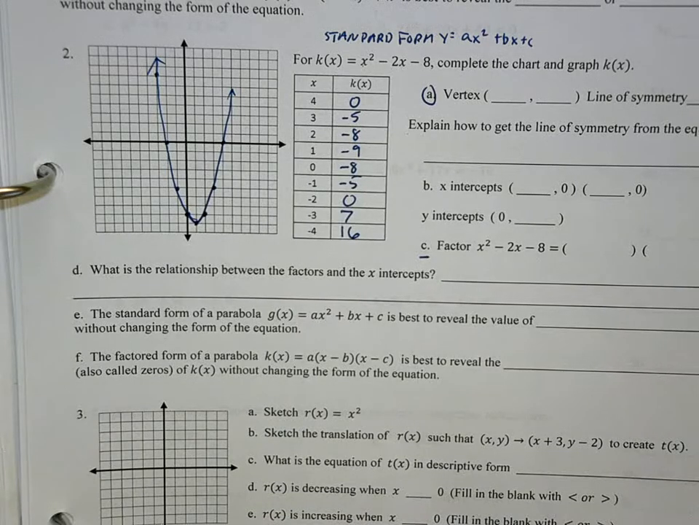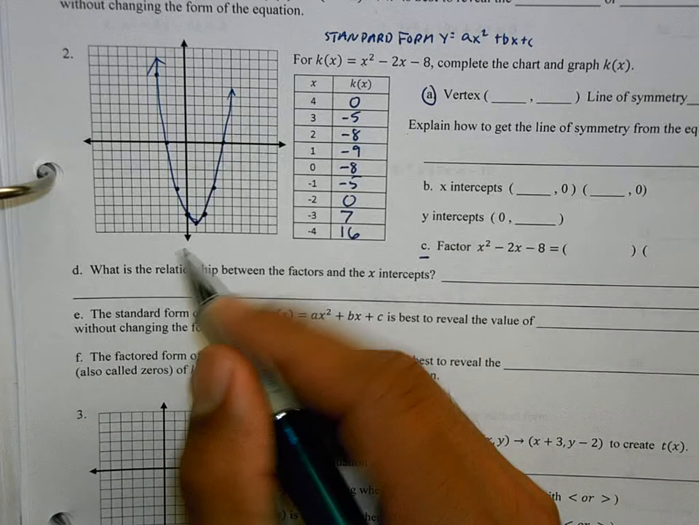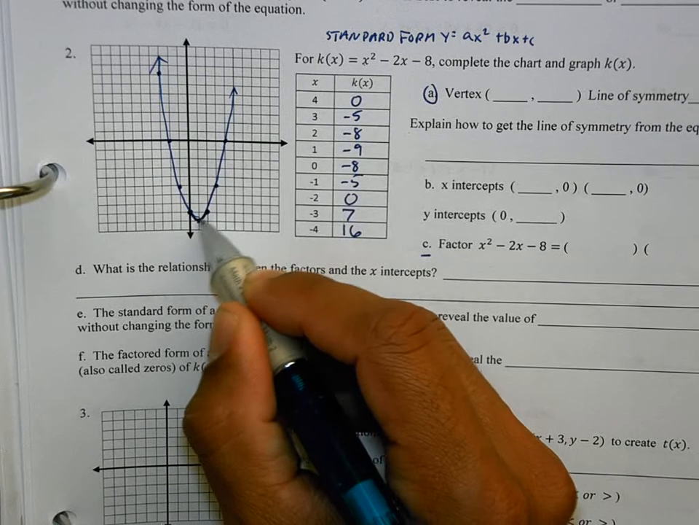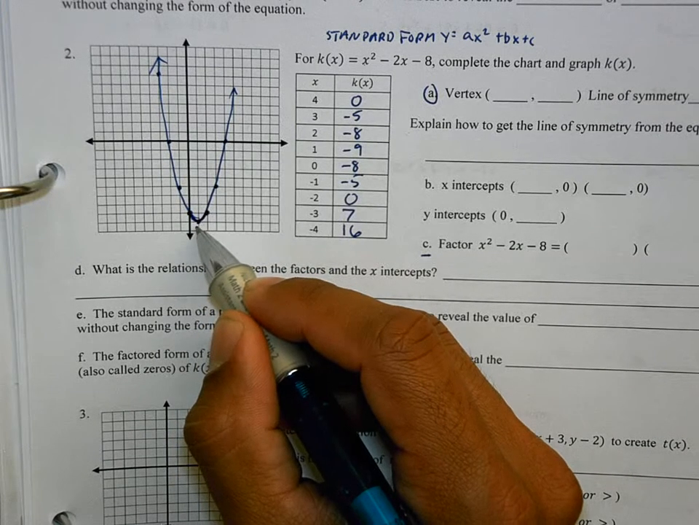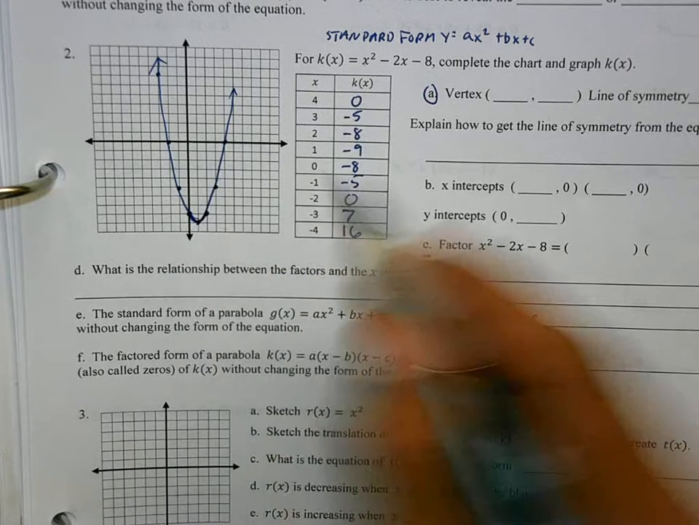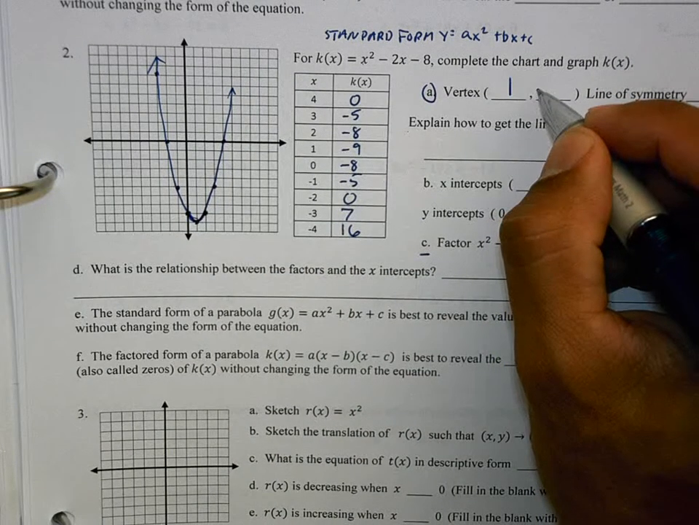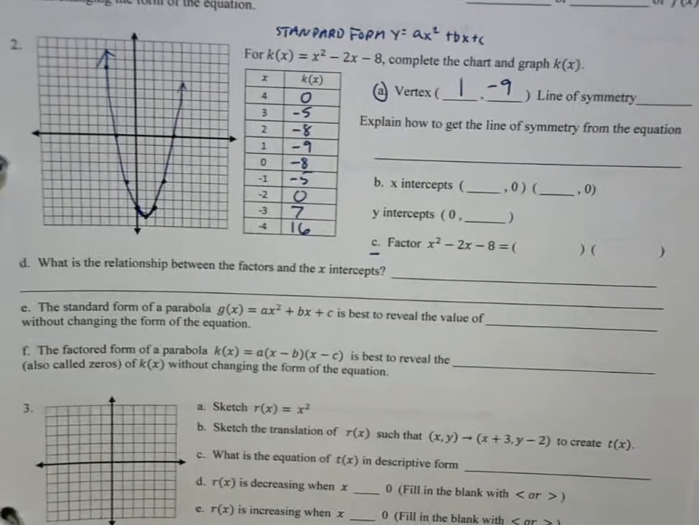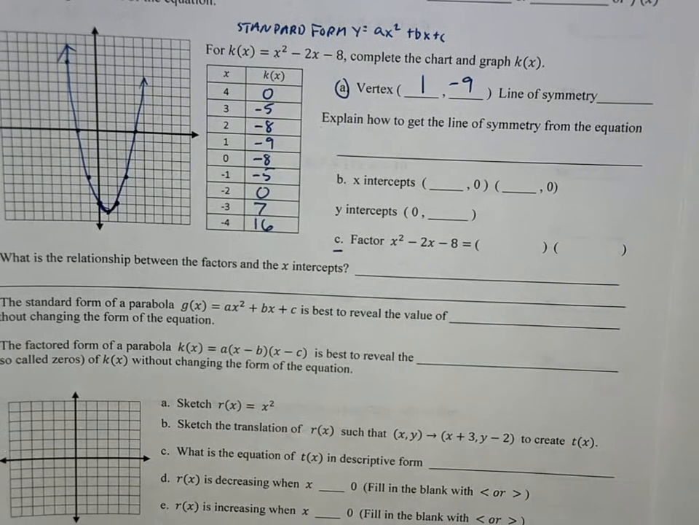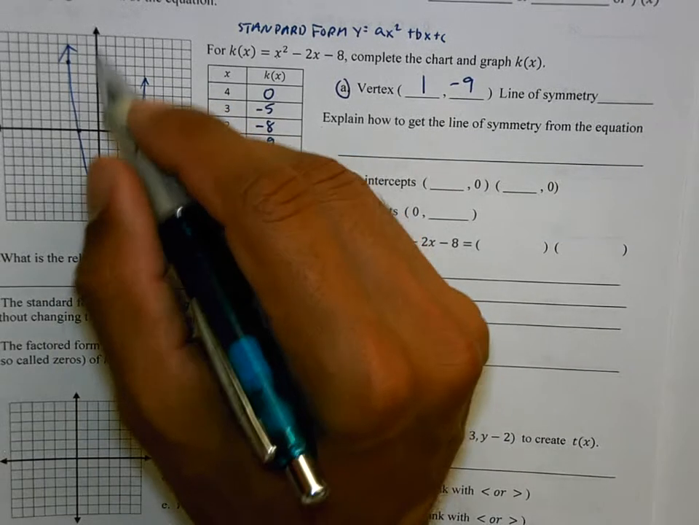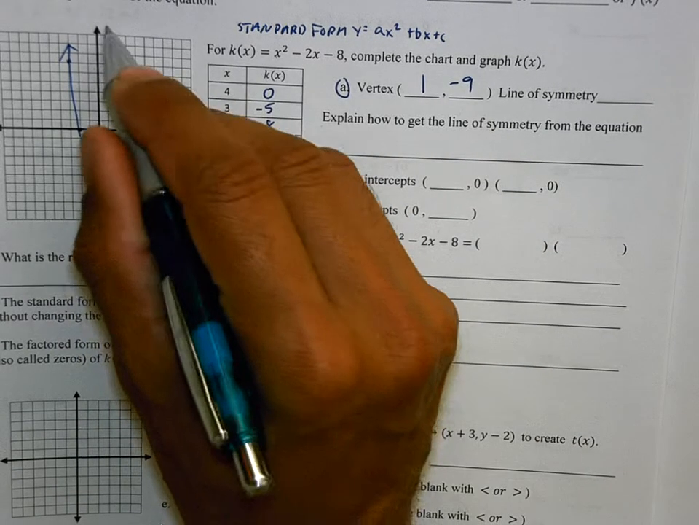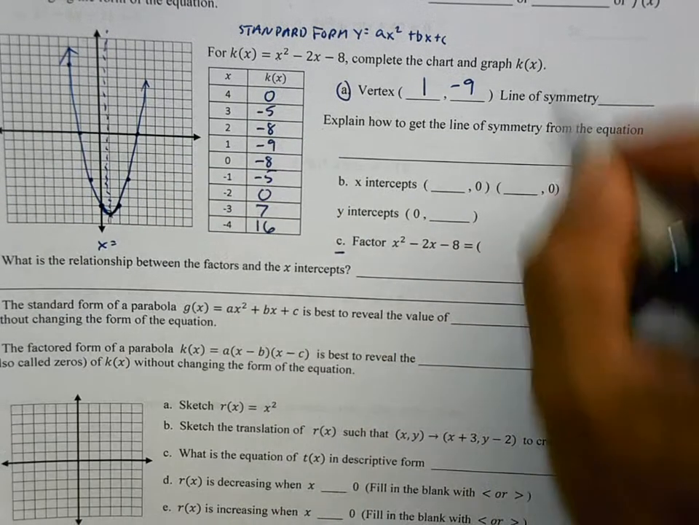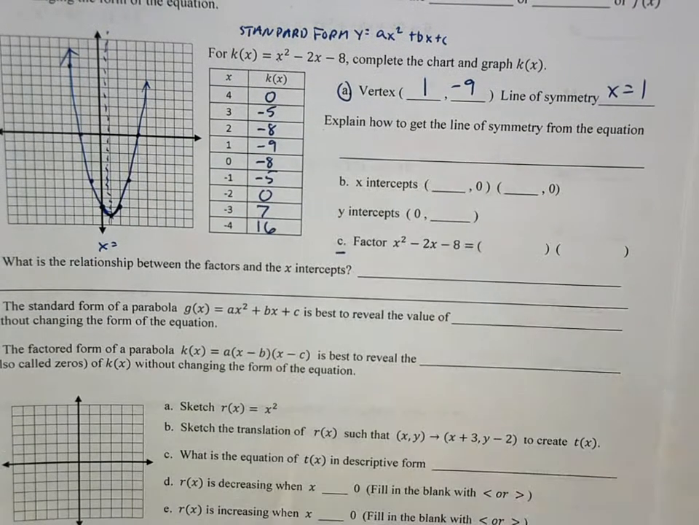It asks, where's the vertex? Vertex is the lowest point or the highest point, the bottom of the parabola or the top. In this case, the vertex is at 1, negative 9. Then they ask, what's the line of symmetry? Well, the same as before. It always goes through that x-coordinate. It's x is equal to whatever that value is. That x-coordinate, x is equal to 1.